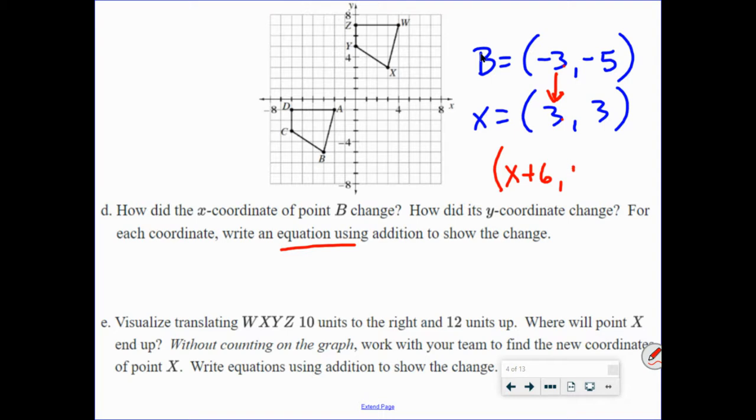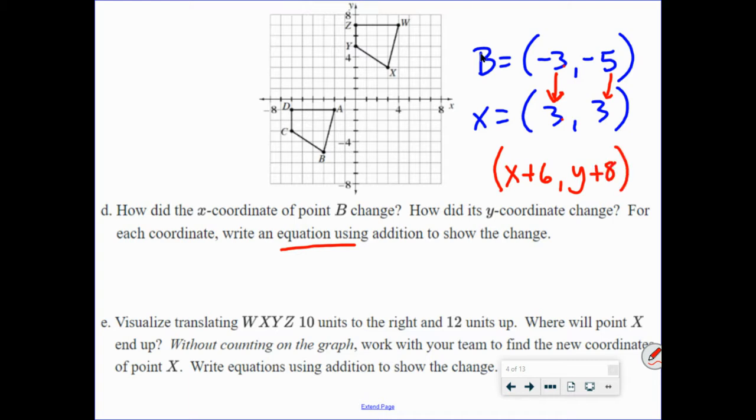Now you please tell me, what did I do to y? Oh, not equals. What did I do to y? So pause the video and tell me what I did to y to get from -5 to 3. Okay, hopefully you found that to get from -5 to 3, you added 8.